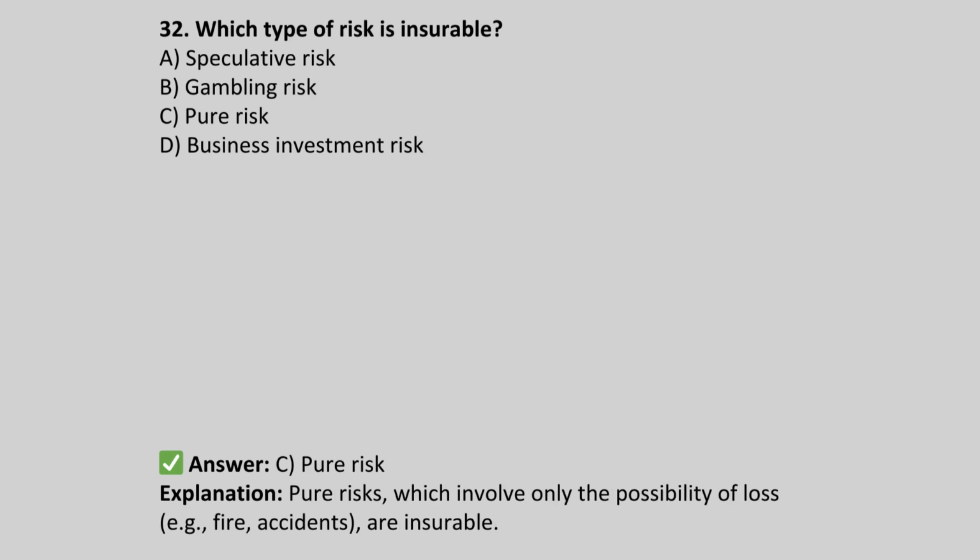Which type of risk is insurable? A. Speculative risk. B. Gambling risk. C. Pure risk. D. Business investment risk. Answer: C. Pure risk. Explanation: Pure risks, which involve only the possibility of loss, e.g., fire, accidents, are insurable.